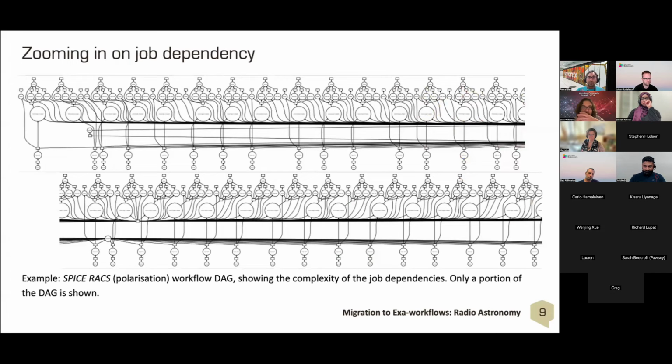So here's an example of a job dependency for a particular bit of processing. You can see the hierarchy of tasks that need to happen, and also the resource footprint is varying quite a bit.